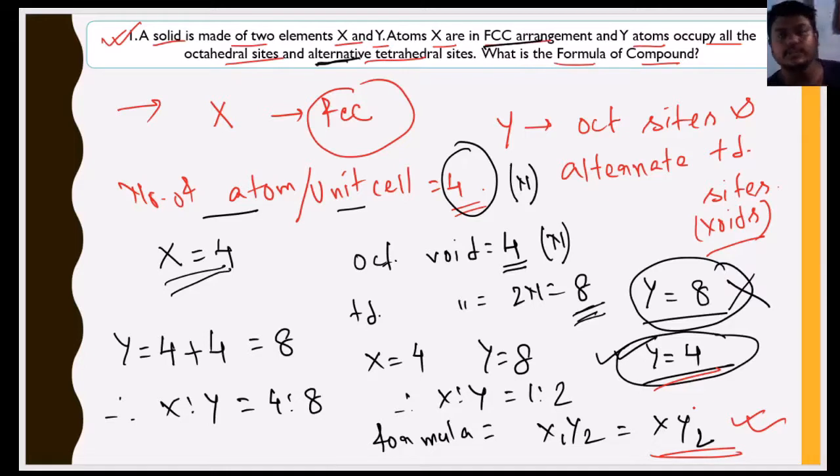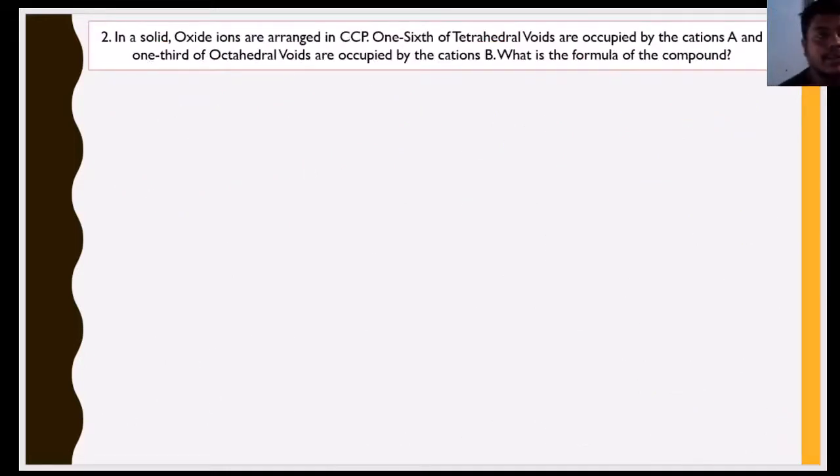So let's go to the second problem. What is said in the second problem? In a solid oxide arranged in CCP, 1/6 of the tetrahedral voids are occupied by cations A and 1/3 of the octahedral voids are occupied by cation B. What is the formula of that compound?